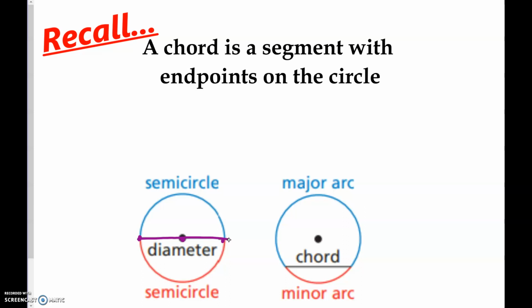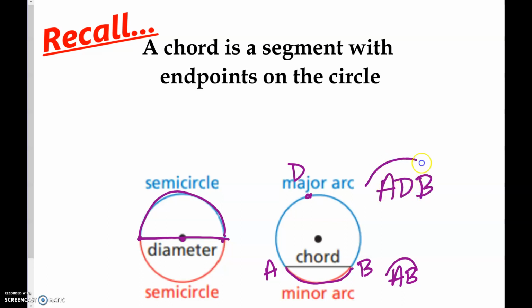And this chord is going to divide this into a semicircle of blue and a semicircle of red, and we talked about those being 180 degrees. Now looking at the second one, you see that chord, and the chord has a minor arc right here. We name the minor arc with 2 letters, and if we're naming a major arc, we need 3 letters. So if this is point A and this is point B, we'd have a point in between to say we're going from A to D to B. So major arcs, minor arcs, and circles.